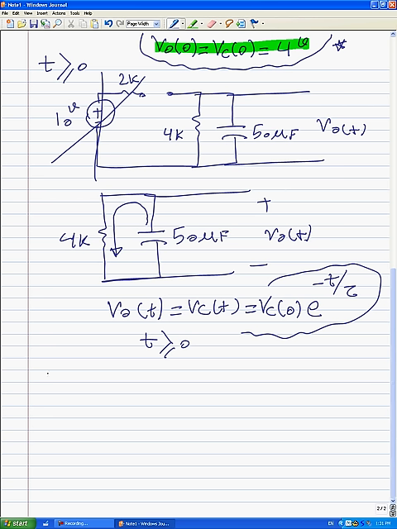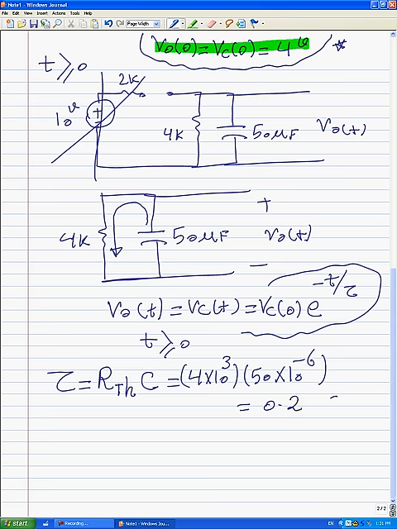And to find tau, we know for tau in RC circuits we have an important rule: R Thevenin times C. Here we have only one R, that's why tau is equal to 4k times 50 microfarad, and the 50 microfarad should be changed to farad. That's why tau is equal to 0.2 seconds.